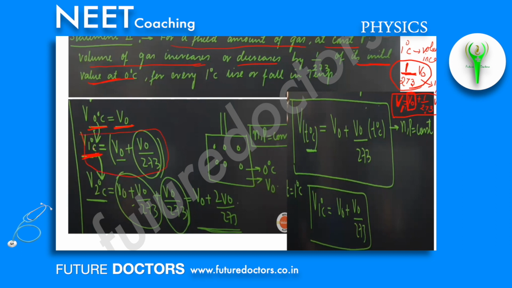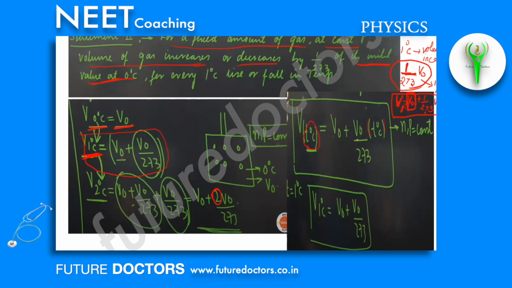Now from 1 degree to 2 degrees, this is the initial value: V naught plus V naught by 273. The increase will again be V naught by 273. Adding it, it becomes V naught plus 2 V naught by 273. When you increase the temperature by 2 degrees, we multiply by 2. If you increase the temperature by T degrees, you multiply by T. So V naught plus V naught by 273 into T.